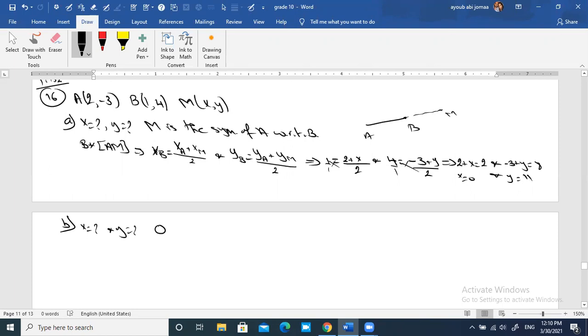Find x and y so that O is the centroid of triangle ABM.